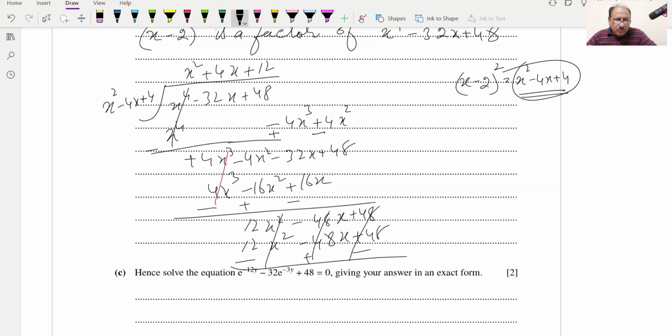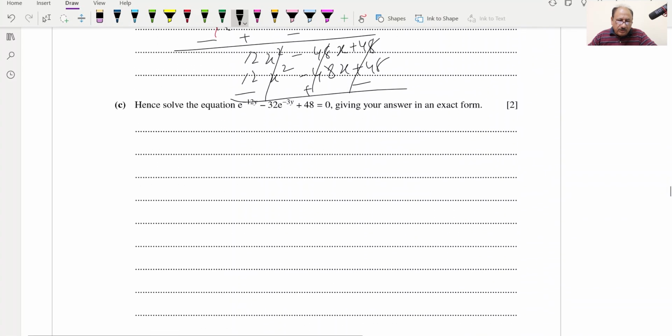Now we know that (x minus 2) squared and (x squared plus 4x plus 12). So this is basically the factorization which we can provide. Now part C, solve the equation. This one is also a 2-mark question. So what we can do, we can rewrite this equation.